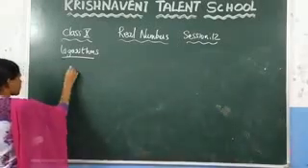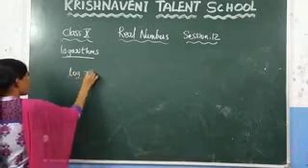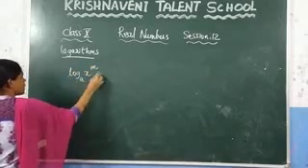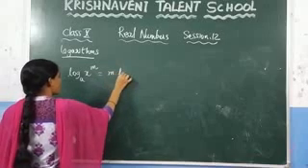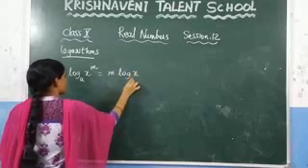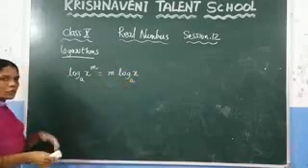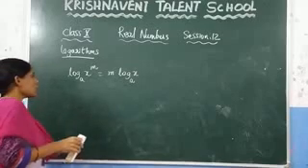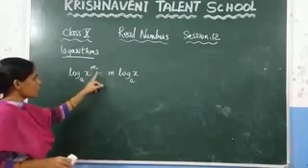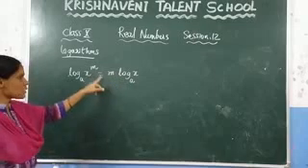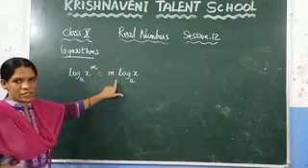Which is log x power m to the base a is nothing but m log x to the base a. This is another law of logarithm. Here what it states is log x power m to the base a is nothing but m log x to the base a. This power will become the multiplication here.